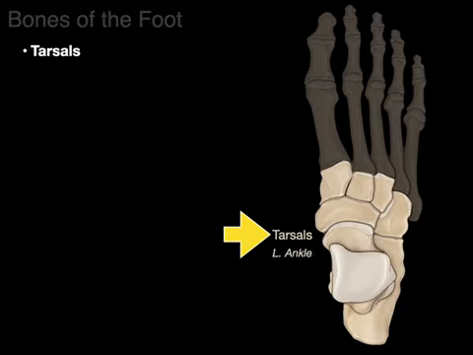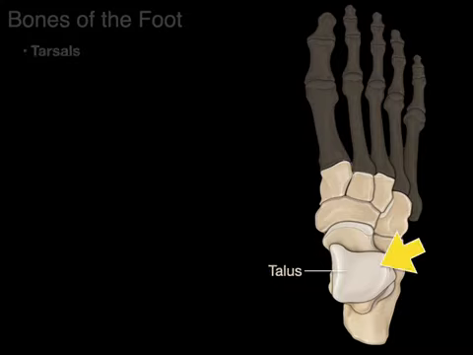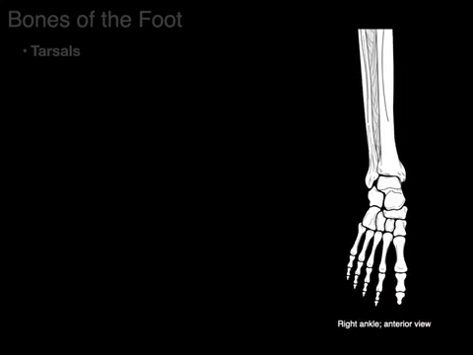And tarsals is Latin for ankle. And there are 7 tarsal bones. And let's talk about each one of them, starting with the talus. And the talus, the etymology is for slope or small hill because that's what the top surface is formed like on the talus. And let's look at the right ankle in this anterior view, and there's the talus.